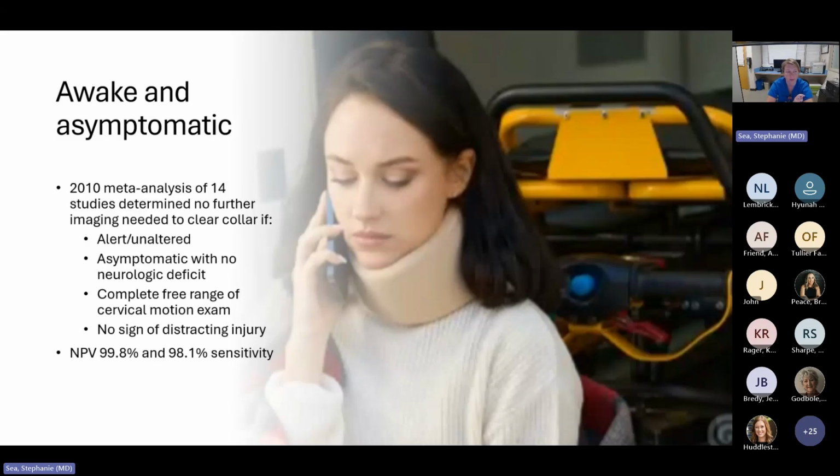So again, that's the segue back to the CCR recommendation. Are they able to look from side to side, up and down with no pain? And there are no clinical signs of distracting injury. So there are no long bone fractures, they don't have some big laceration or seatbelt sign. These would be ones that you can very safely clinically clear. And we would say the negative predictive value of this was 99.8%, so almost 100%, with a 98% sensitivity. So pretty good. But these patients coming in talking on their cell phones can probably most commonly be cleared.